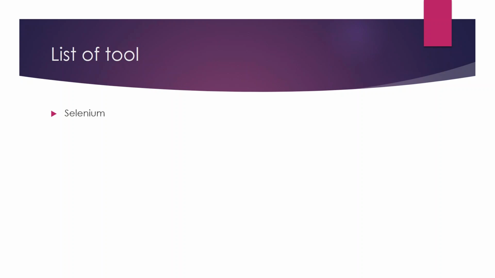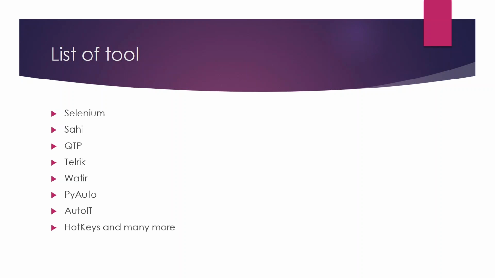What are the tools right now in the market? Only automation tools. The first one is Selenium. The second one is Sahi. The third one is QTP. The fourth one is Telerik. The fifth one is Watir. Next, PyAuto, AutoIt, and hotkeys, and many more. There are so many tools available in the market right now.